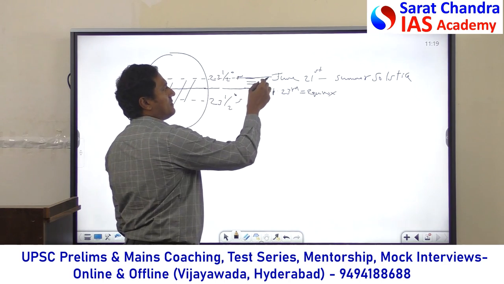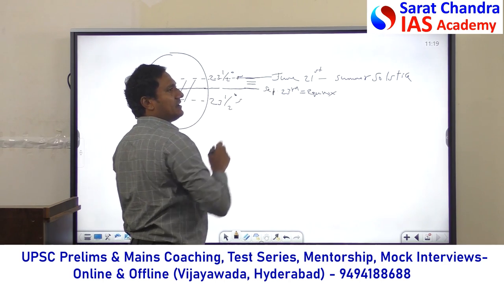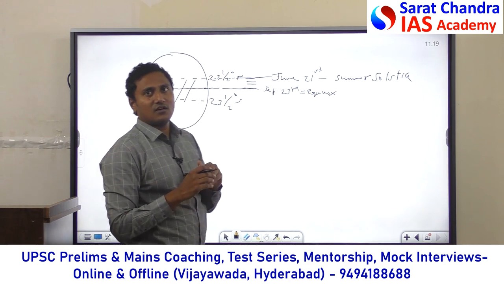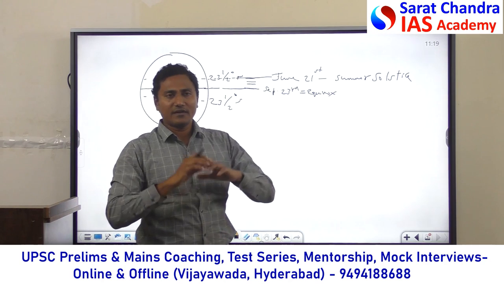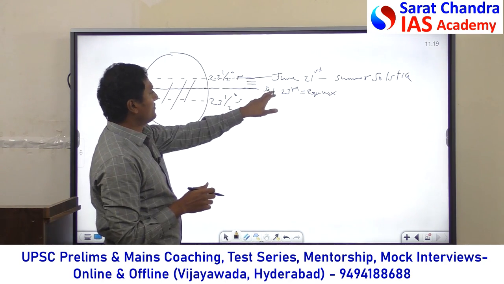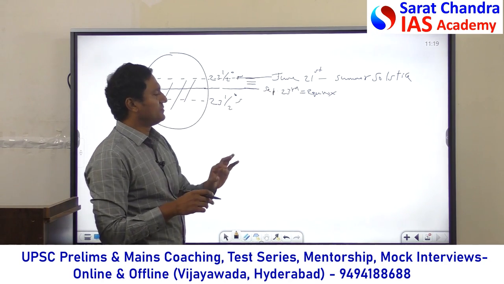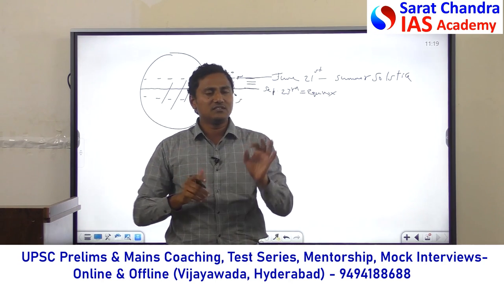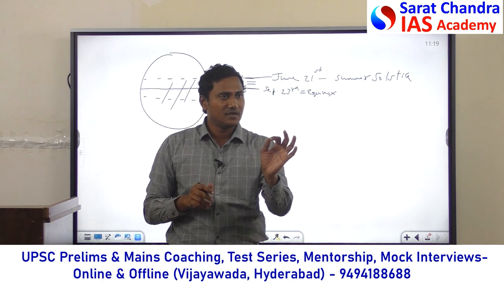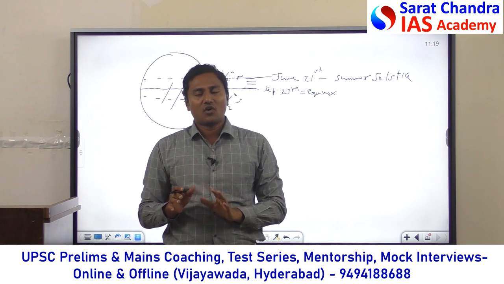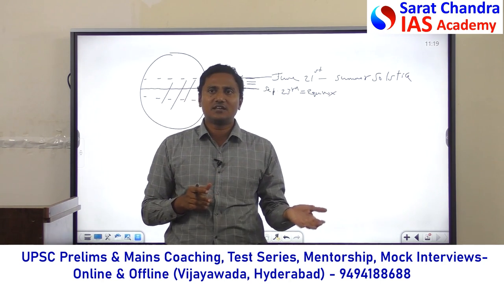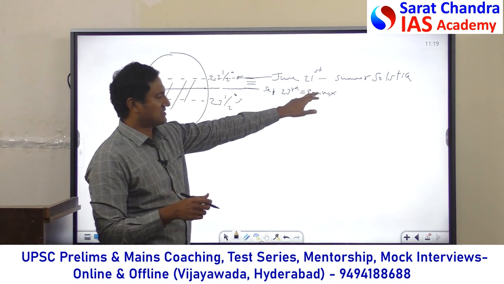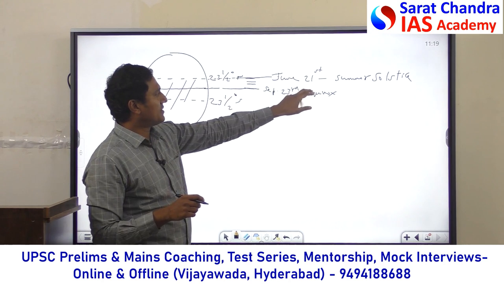Because on that day, the extreme summer, in the northern hemisphere we'll have the longest day. On September 23rd, the equinox, meaning equal day and night, exactly 12 hours day and 12 hours night. That means if the sun rises at 6 a.m., it sets at 6 p.m. Or if the sun rises at 5 a.m., it sets at 5 p.m. Exact 12 hours. So equinox, equal day and night, September 23rd.